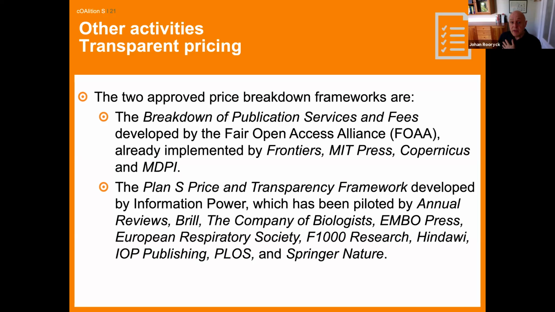What is the difference between these two breakdown frameworks? The Plan S, the Information Power breakdown is very fine-grained. It's on the journal level. So we ask publishers there to provide information on the journal level in terms of prices for the services, and also a number of other pieces of information. The breakdown of publication services from the Fair Open Access Alliance is a bit more coarse-grained, and it can be implemented at the publisher level.